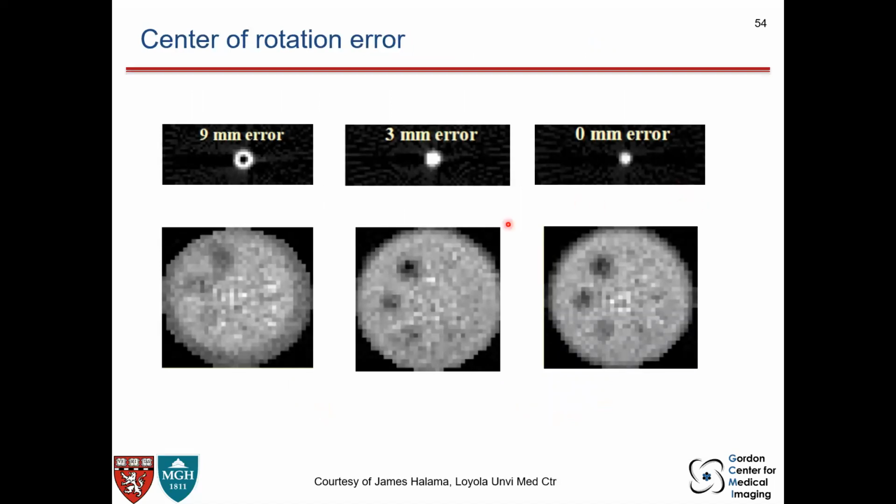So here is an example: 0 millimeter error, 3 millimeter error, and 9 millimeter error. And obviously, the quality of the larger error is worse. The image resolution is worse than here. Maybe it's not a very good image to show, but it clearly demonstrates the effect of error due to the center of rotation.